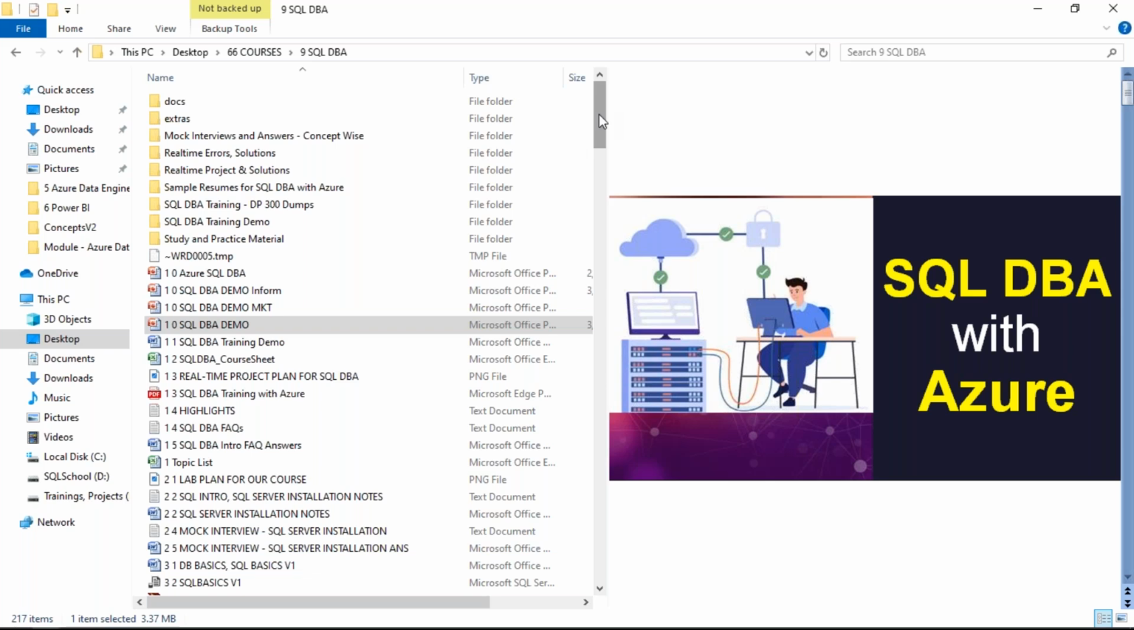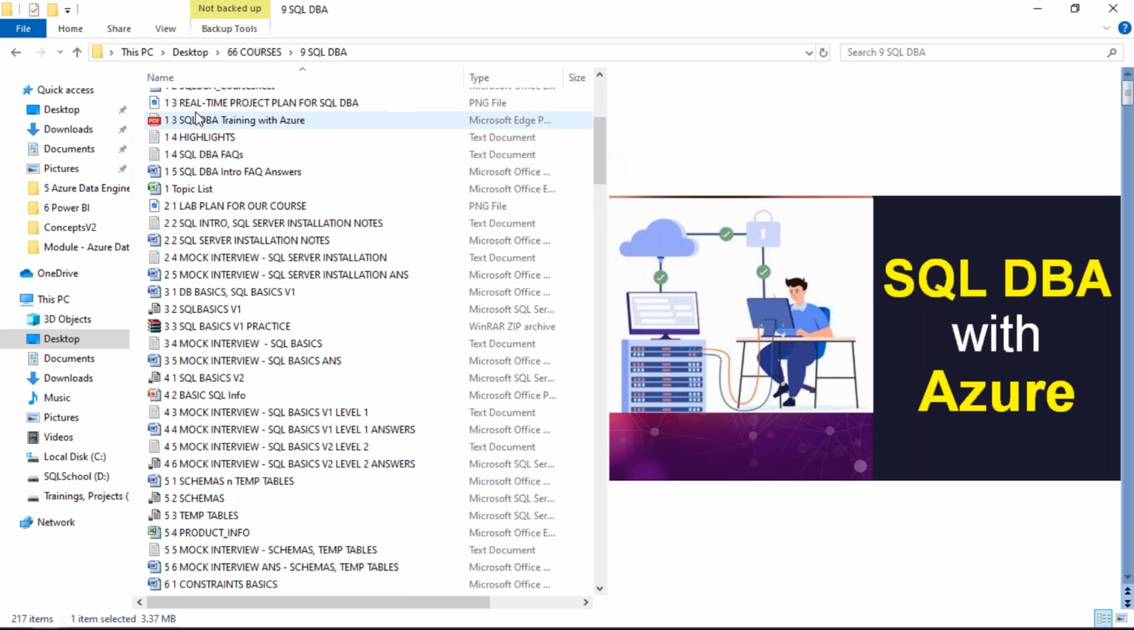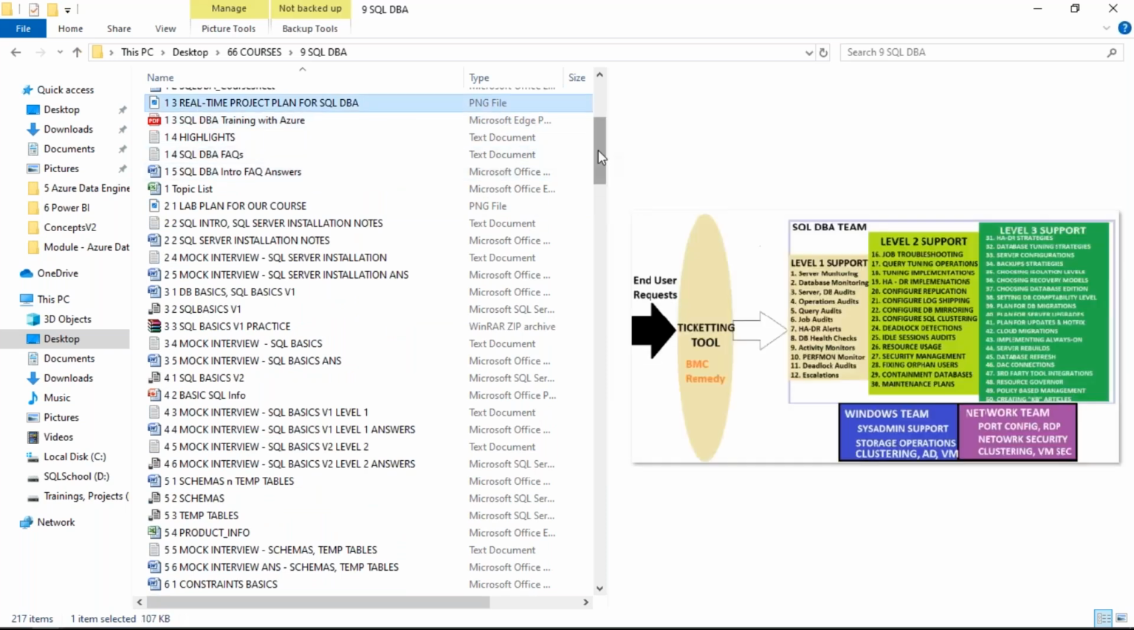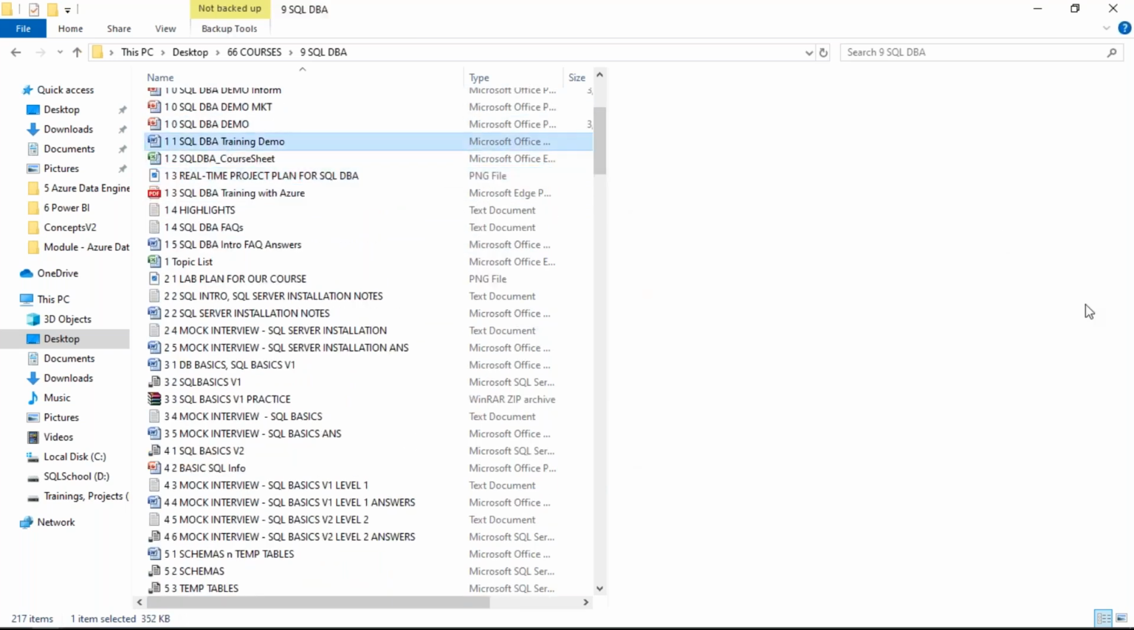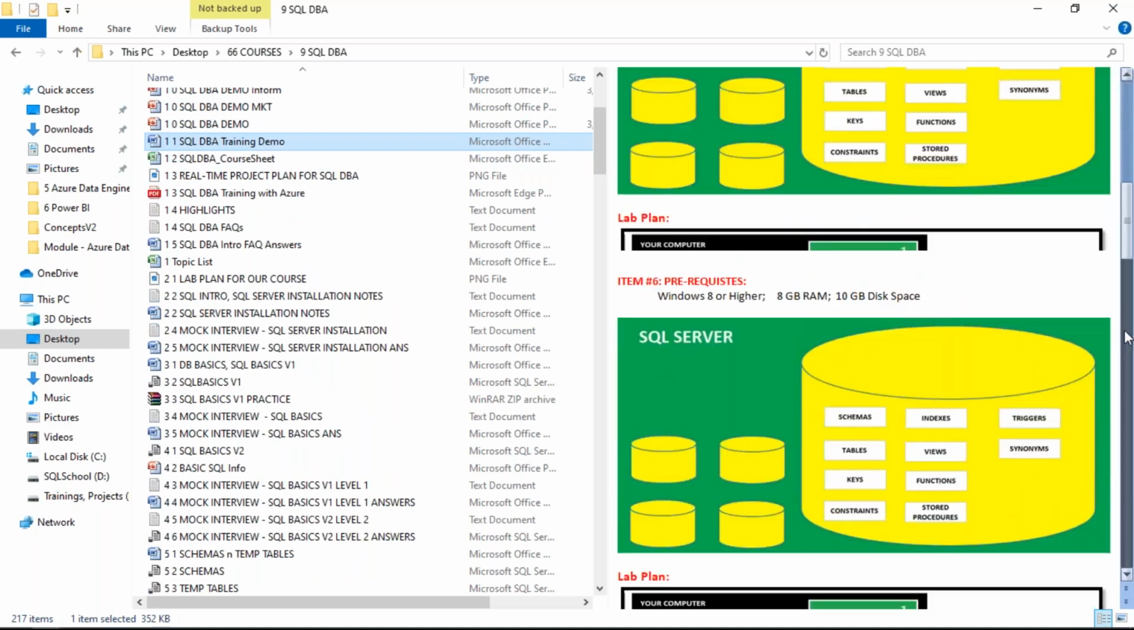Here are the notes for our DBA classes. We'll start from the very basics: what is a database, what we do as a DBA. From scratch, we'll do it slowly, step by step.